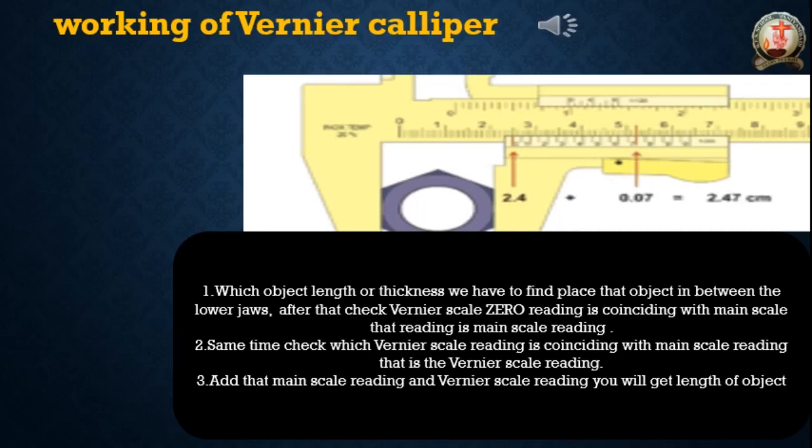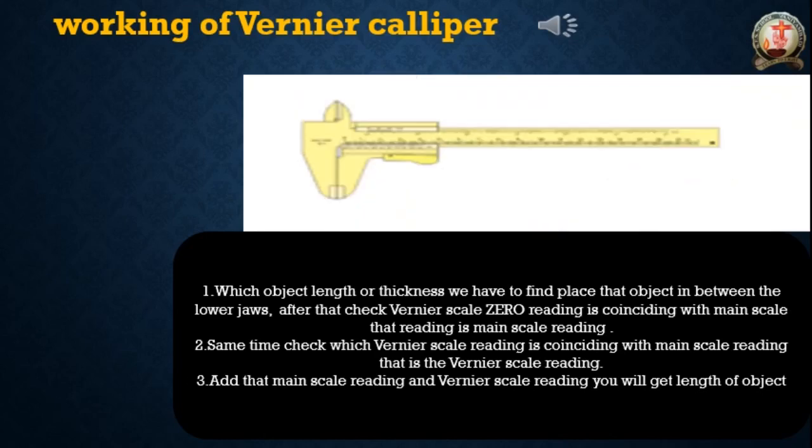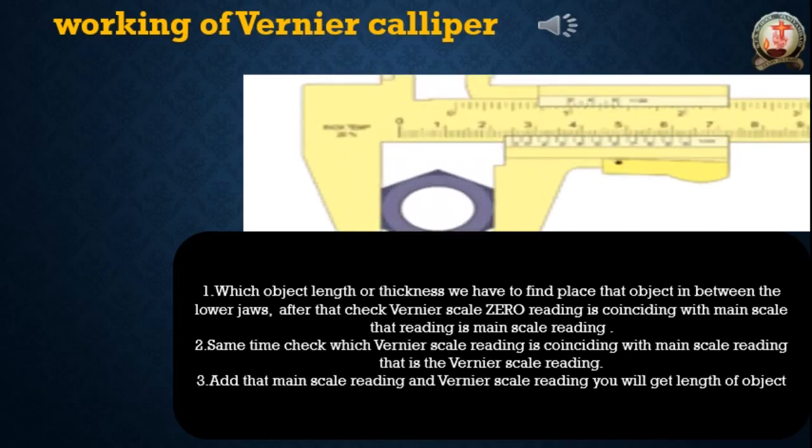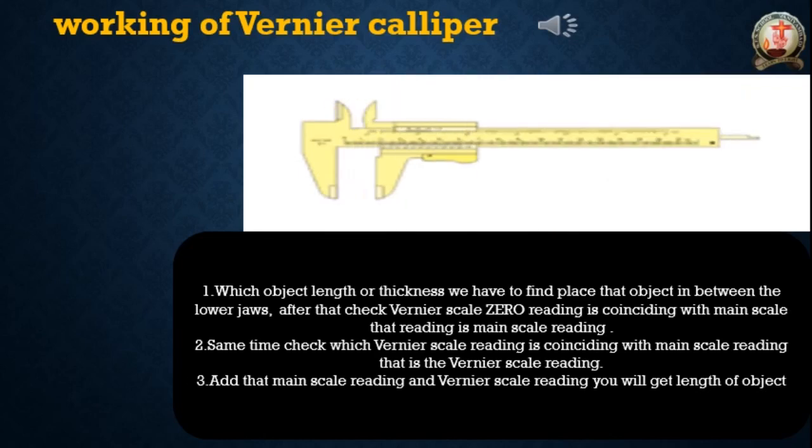Once again, which object length or thickness we have to find? Place that object in between the lower jaws. You know already our vernier calipers having upper jaws and lower jaws. So which object length you have to find? That object you have to place in between the lower jaws. After that, what you have to do? Check vernier scale 0 reading. So vernier scale 0 reading you can check at what reading it is coinciding with the main scale reading.